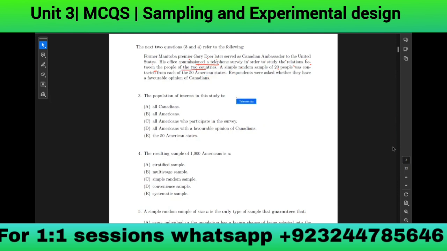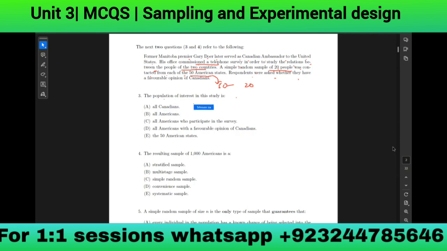Now, a simple random sample of 20 people was contacted from each of the 50 American states. So how many states were there? 50 states, and 20 people from each state were contacted. Respondents were asked whether they have a favorable opinion of Canadians. Okay, so now question number 3 is, the population of interest in their study is. Now tell me, what is the population of interest?